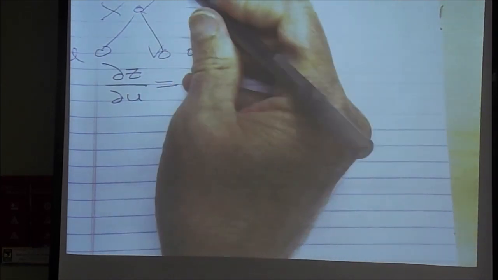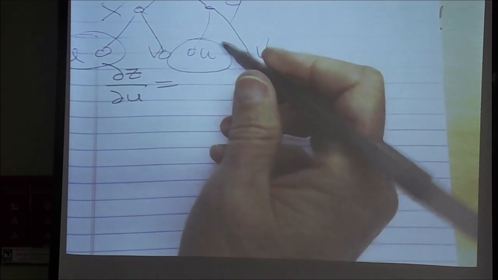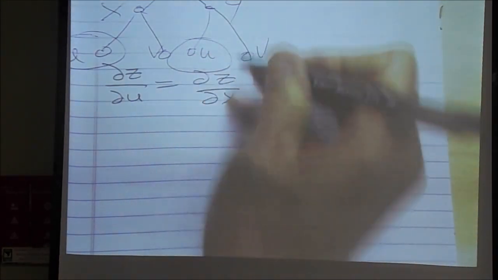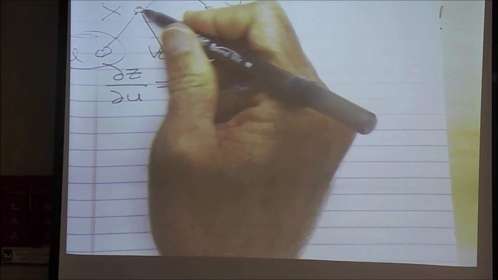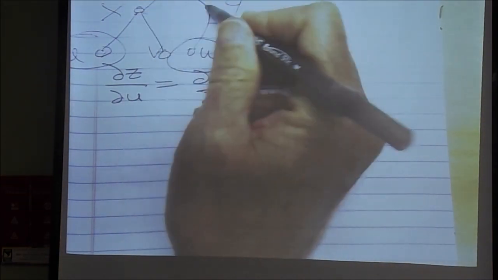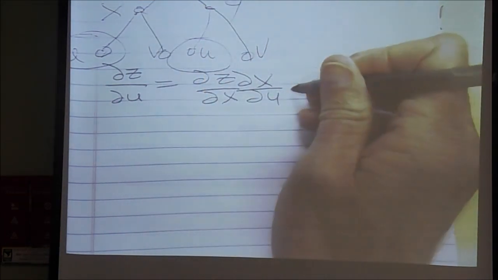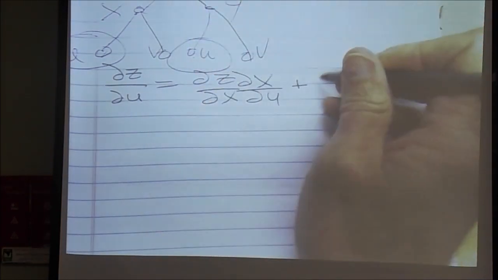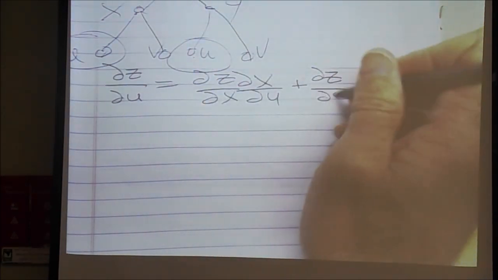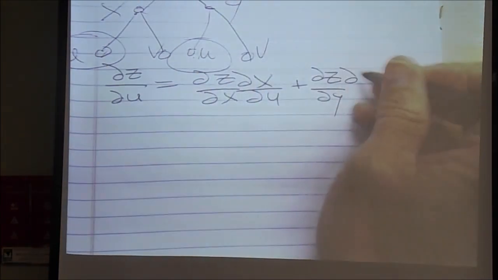then I take all the paths that go down to u, and I multiply the derivatives along those paths, and then add all the paths together. So I've got dz dx going from z here down to x times dx du. These are both partial derivatives because each node goes down to more than one variable. Then I also had to add this path, dz dy, since I go down to y, dy du.